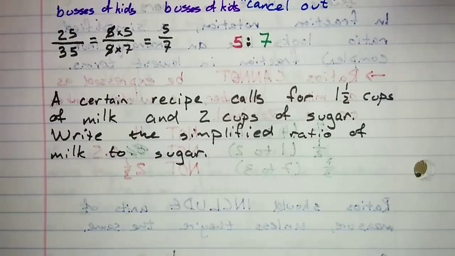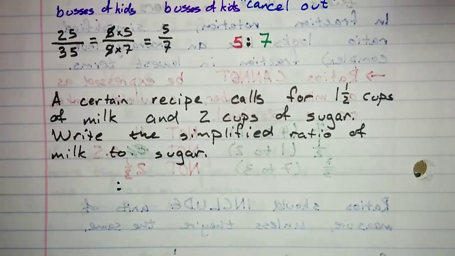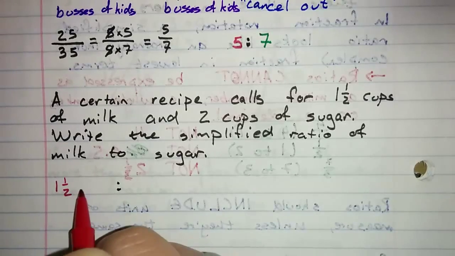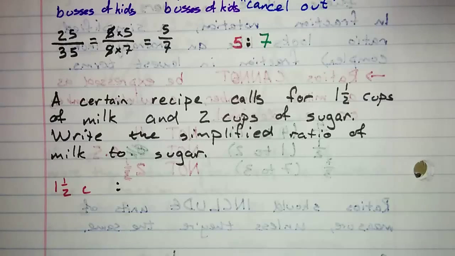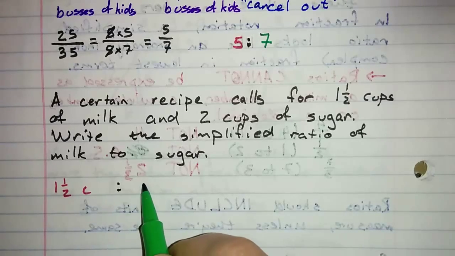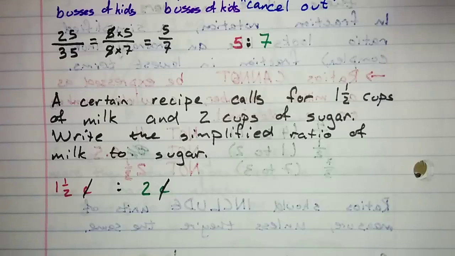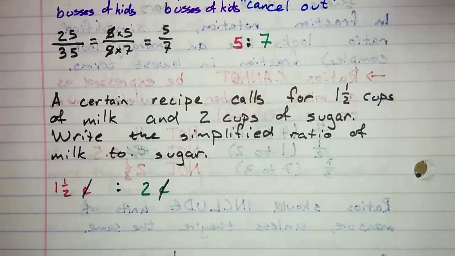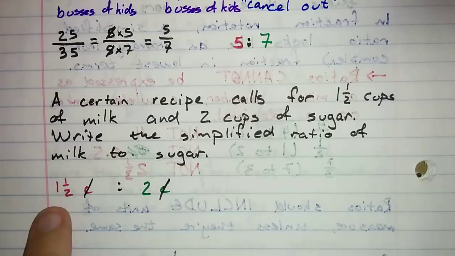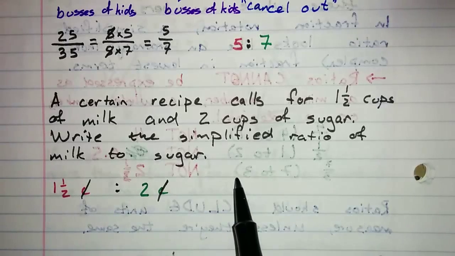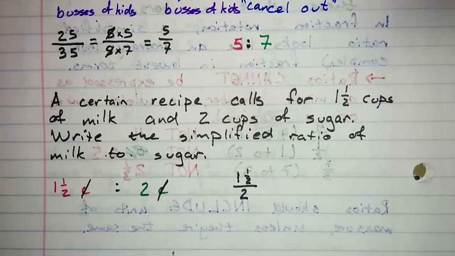Alright, so we're going to have milk to sugar. The amount of milk is 1½ cups. The amount of sugar is 2 cups. Are the units the same? They are the same, so they cancel out. Now we need to simplify the rest of this. Is it already simplified? No, this isn't a whole number, is it? So we'll go to fraction notation, 1½ to 2.